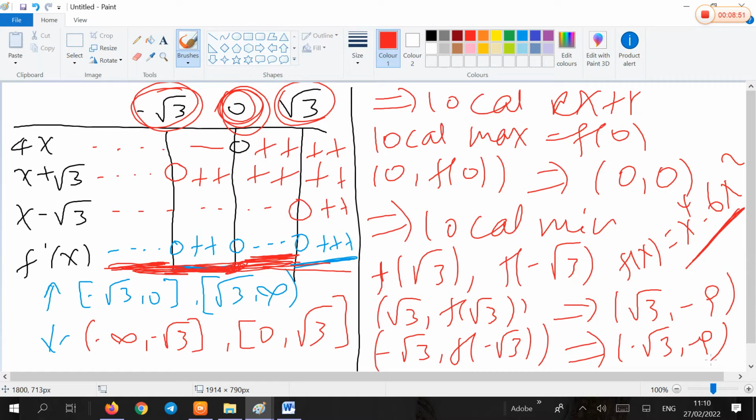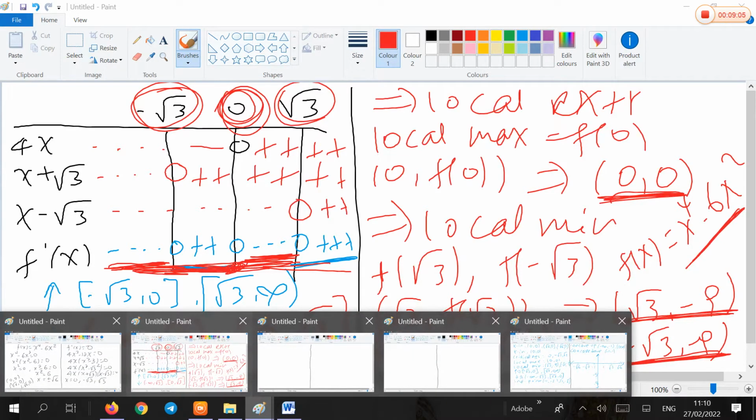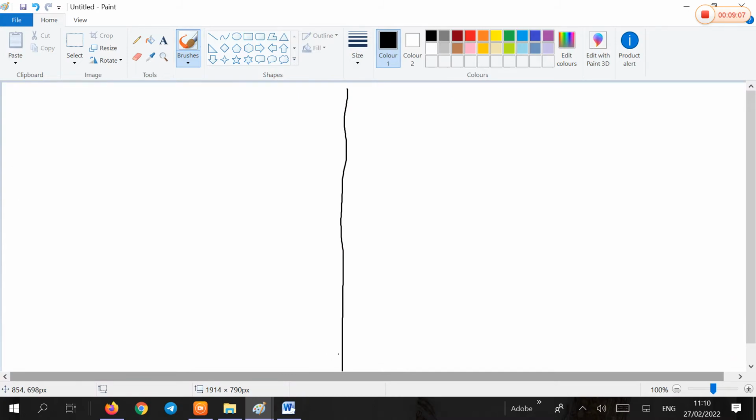Sorry, the local minima are at square root of 3, minus 9 and negative square root of 3, minus 9, and at 0, 0 is the local maximum. The other thing is the concavity intervals. We have to use the second derivative.